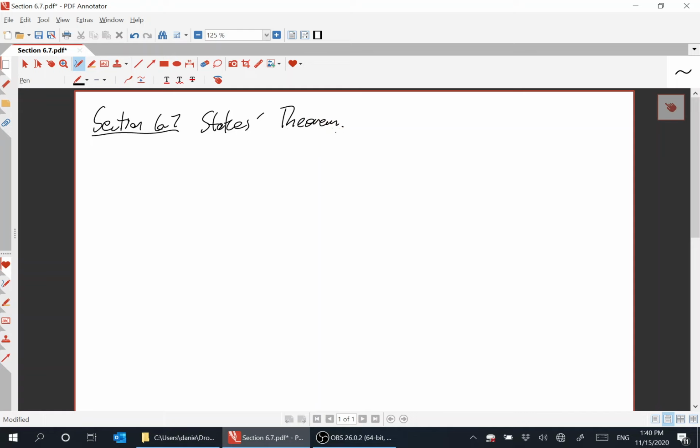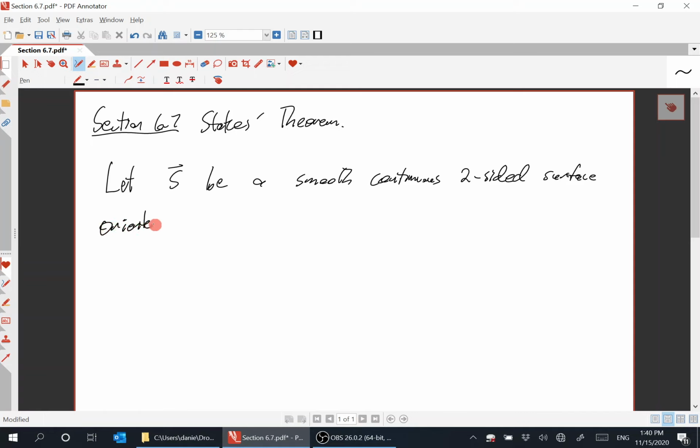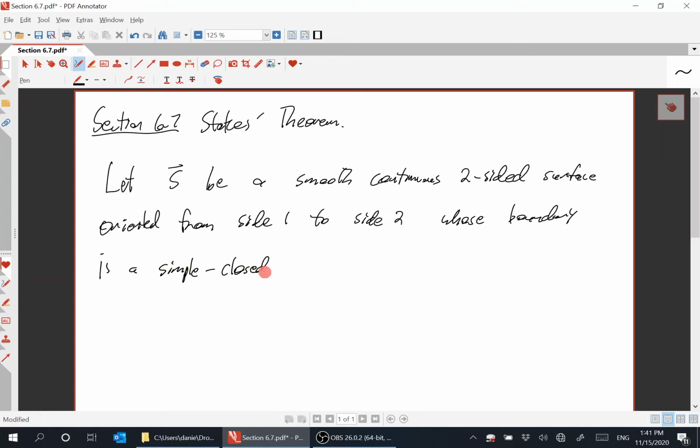So let S be a smooth, continuous two-sided surface, oriented from side 1 to side 2, and whose boundary is a simple closed curve C, where C is oriented according to the right-hand rule.